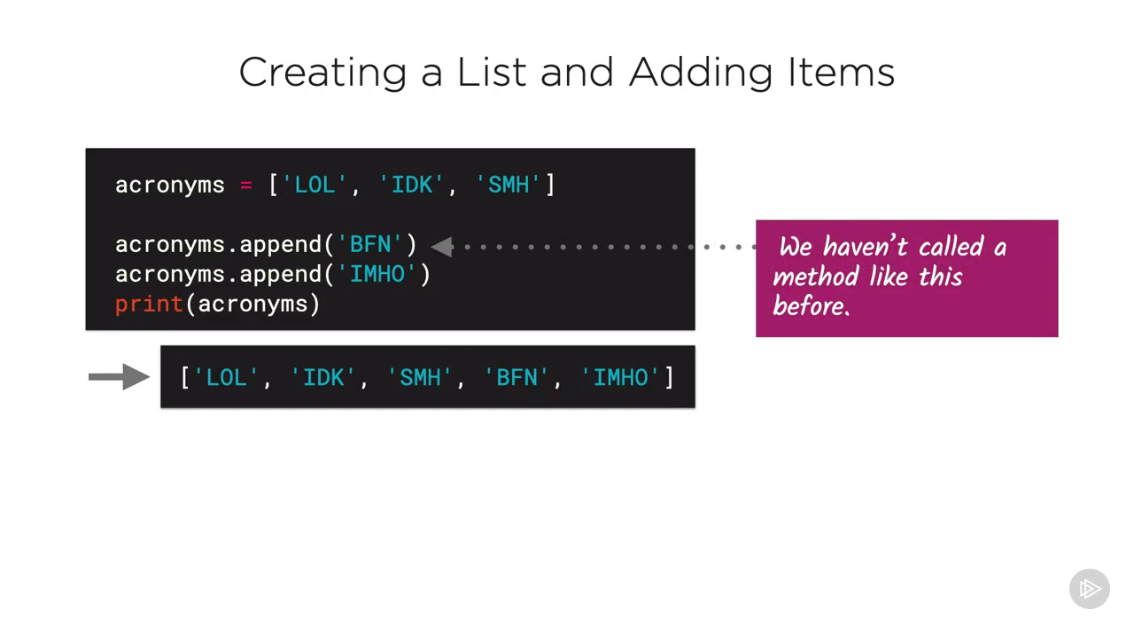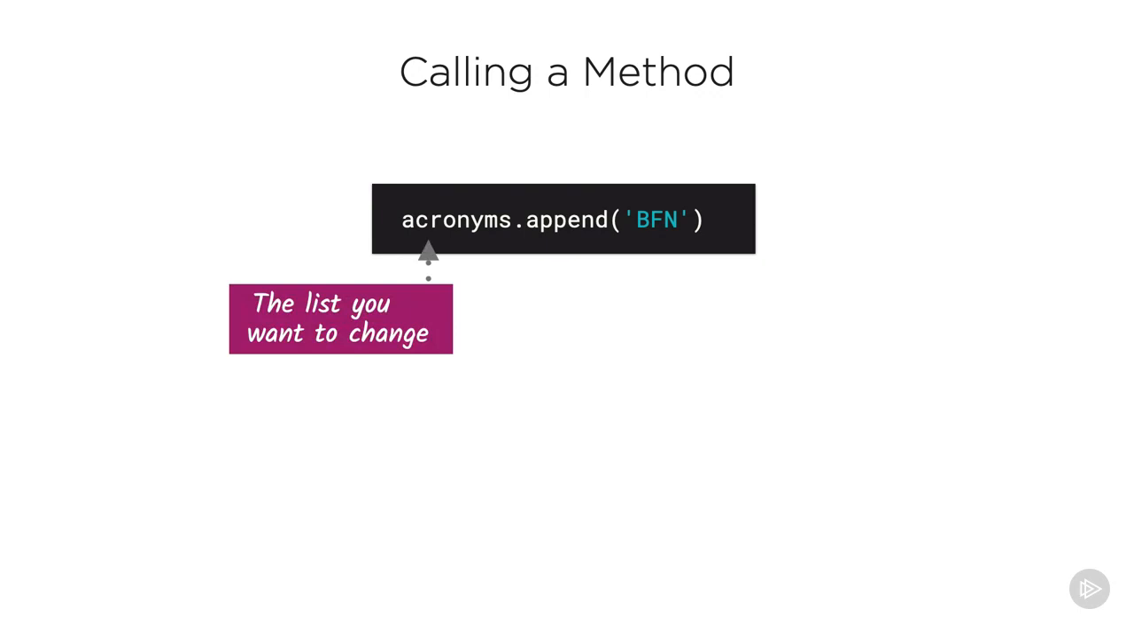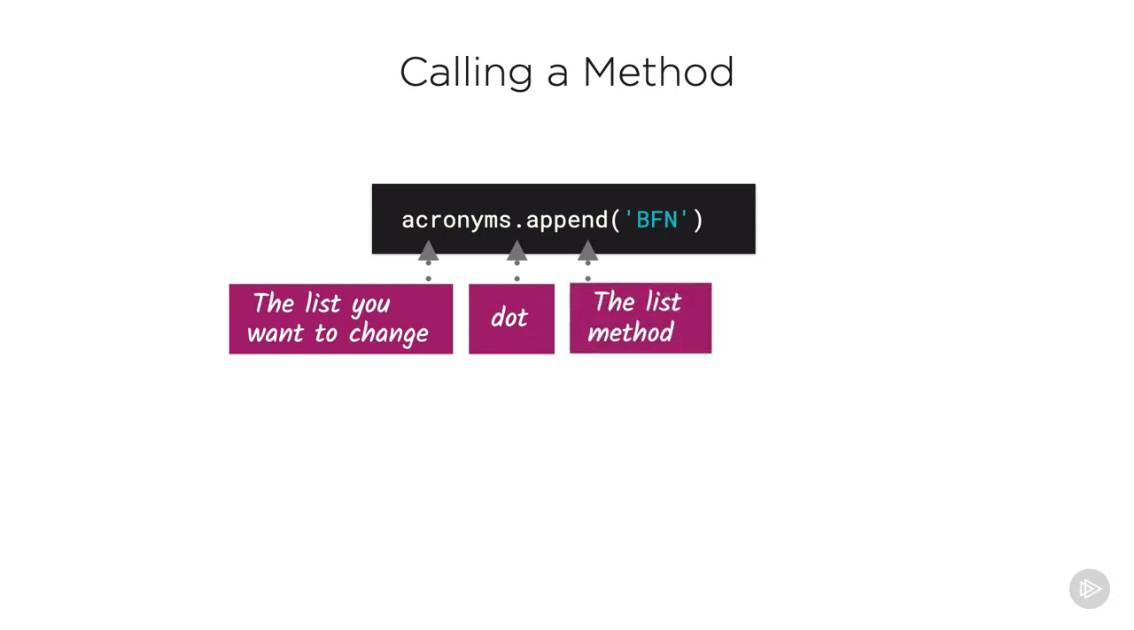We haven't called a method like the append method before, so let's take a closer look. We've seen functions before like print, but methods are slightly different because methods are called on an object like the list here. Here we have the list we want to change, the append method, then what we want to add to the list in parentheses.